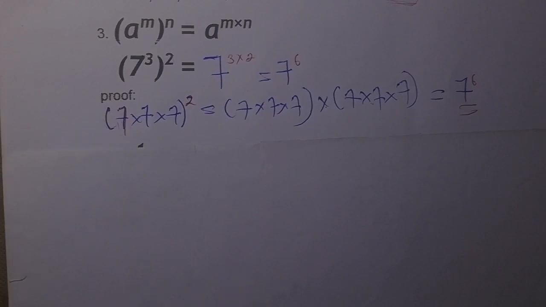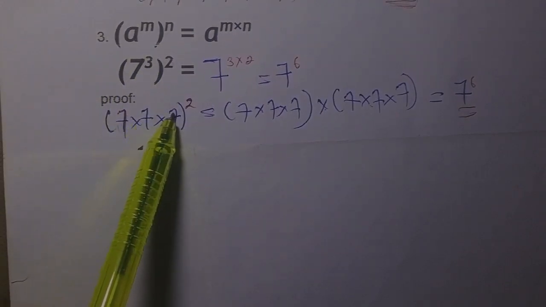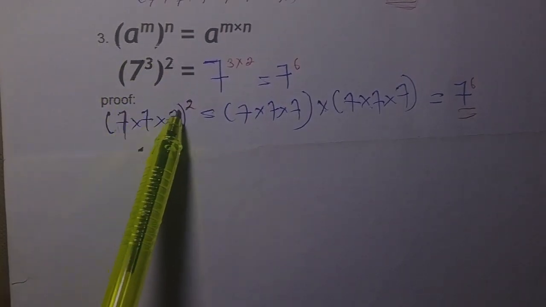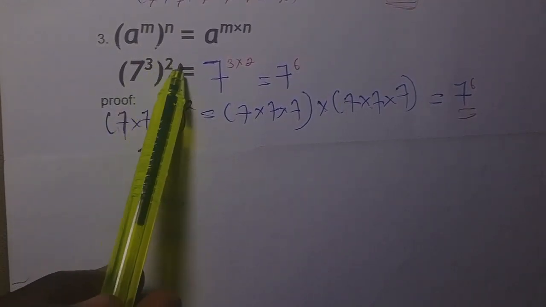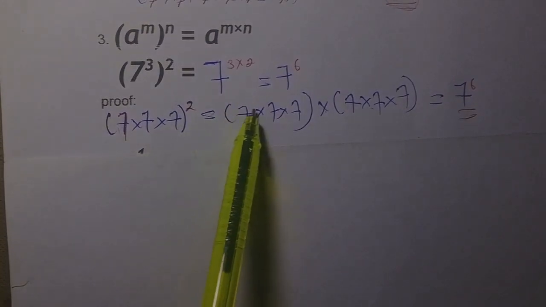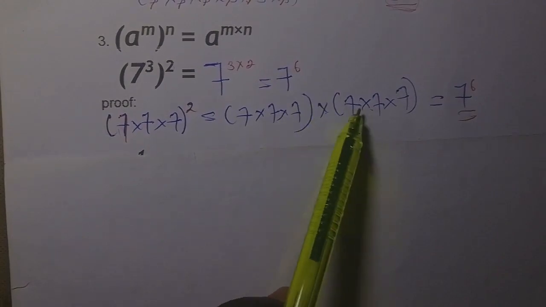So this is the proof. Basically, 7 power 3 is nothing but 7 times 7 times 7. So this is what is in the bracket, 3 sevens multiplying each other. So this is the bracket, and then this is the power 2. Okay. So this is nothing but 7 times 7 times 7, 3 times, multiplying twice.